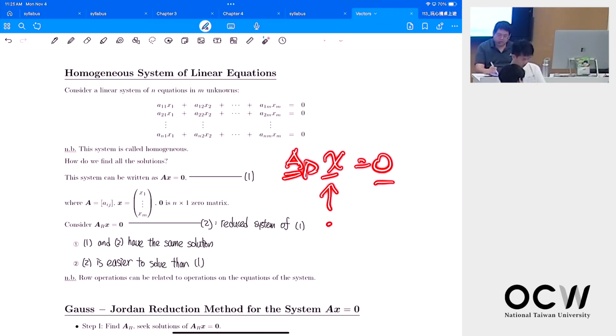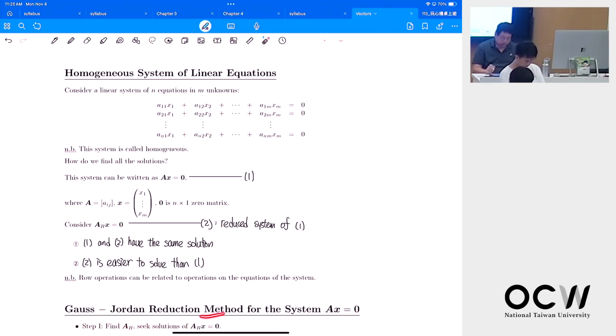We need to find x. We will learn 3 or 4 methods, and each of these methods will definitely be in your exam next Wednesday. So you need to know how to solve Ax equals 0 with different methods. First is called the Gauss-Jordan reduced method for this system, Ax equals 0.